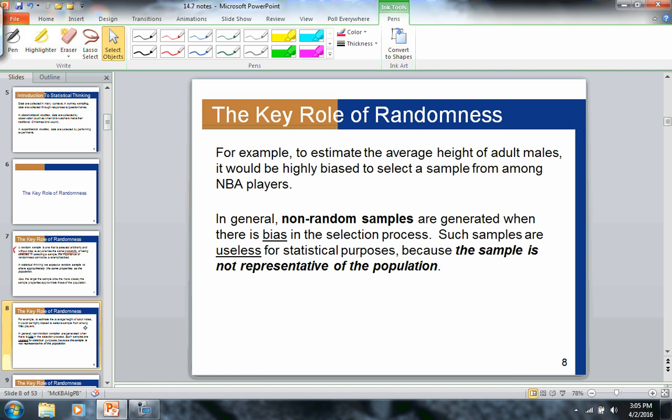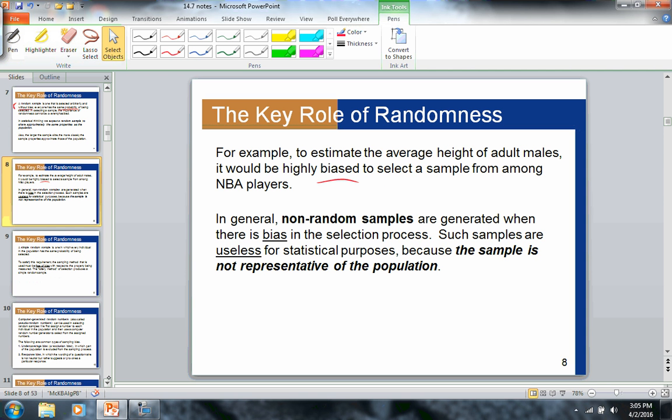Now, if we want to estimate the average height of adult males, it would be very biased of us to select a sample from the NBA players because the majority of them are very tall individuals. So that's not going to be a good sample that reflects the height of all males in the country. Non-random samples are generated when there is bias in the selection process, and such samples are useless for statistical purposes because the sample is not representative of the entire population.